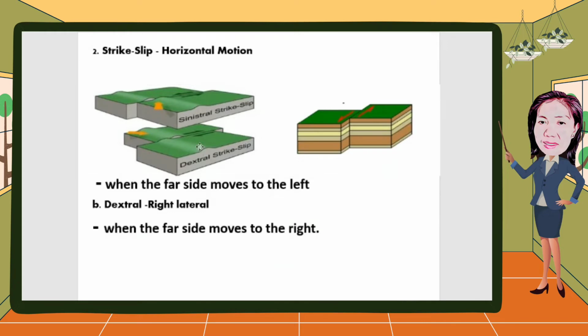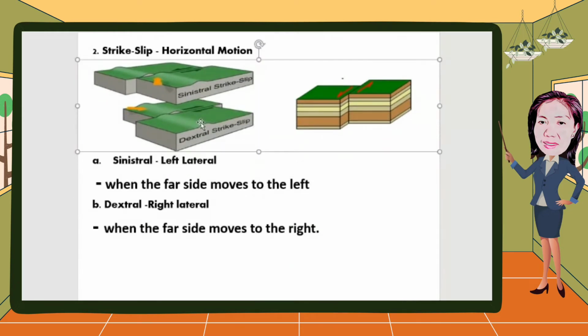Okay? And if this far side or far rock moves to the right, it's called as right lateral. So the naming of the strike slip depends on which side the far plate moves. So kung nag-move siya sa right, it's right lateral. So saan ba ang right? So usually that side. Sa left, dito.